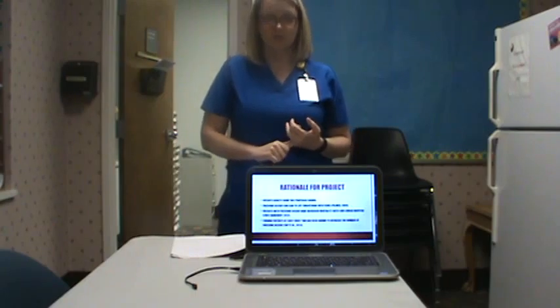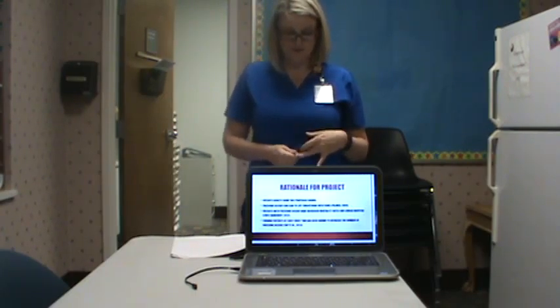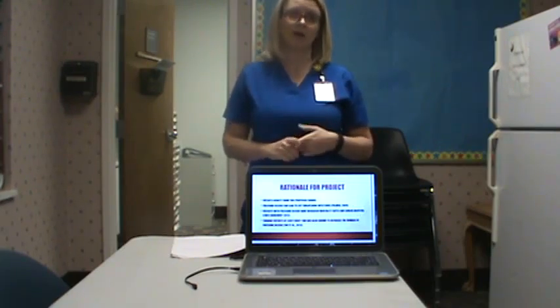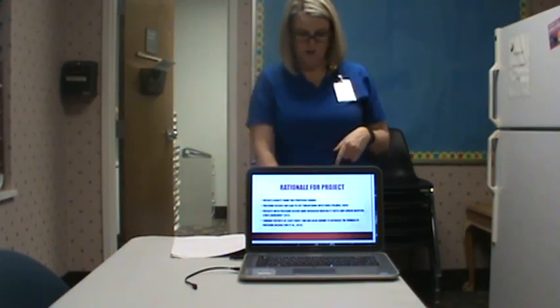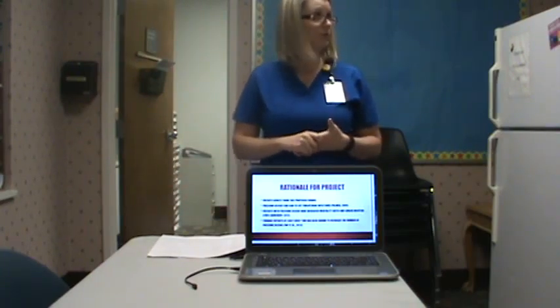Patients benefit from this change. Pressure ulcers can lead to life-threatening illnesses, infections, increased mortality rates, and longer hospital stays. Turning the patients every 2 hours has shown to decrease these numbers of pressure ulcers.